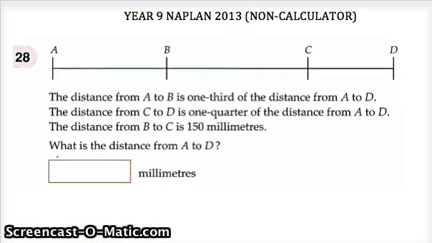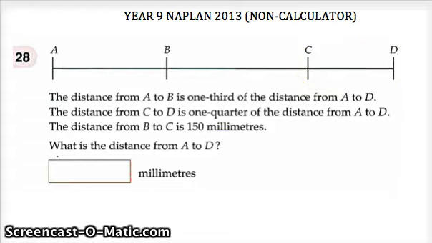You can pause the video and try the question. Now, to do this question, let's look at this information again. The distance from A to B is 1/3 of the distance from A to D. So this distance here is 1/3 of the whole distance. And this distance CD is 1/4 of the distance from A to D.